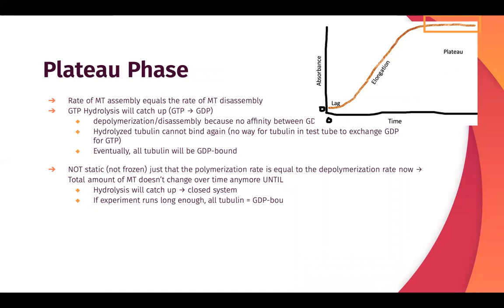And so eventually the GTP hydrolysis is going to catch up. There's no affinity between GDP bound tubulins, and this is what's causing the depolymerization or disassembly, whatever you prefer to use. And hydrolyzed tubulin can't bind again because in our test tube, remember, we can't just suddenly make GTP. We need a way to exchange the GDP for GTP, and we don't have that. So we can't rebind, and eventually all the tubulin will be GDP bound.